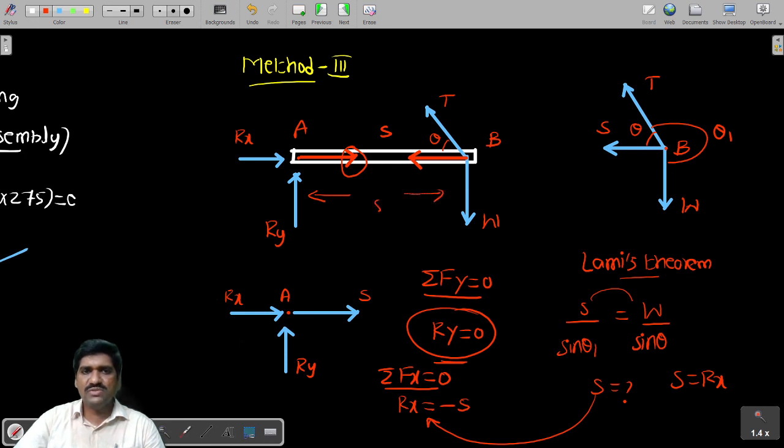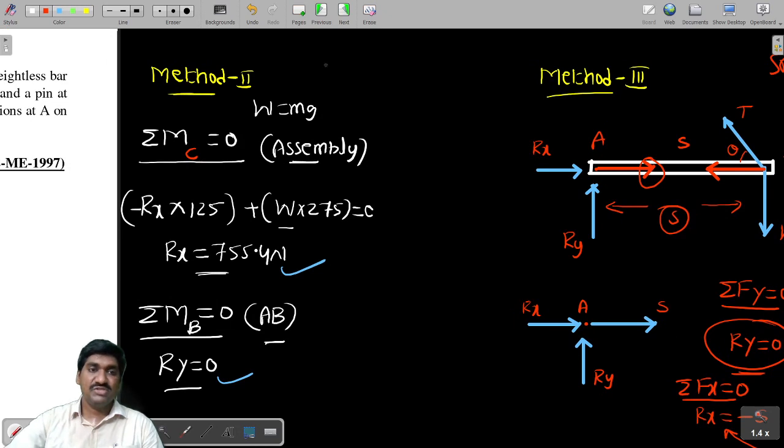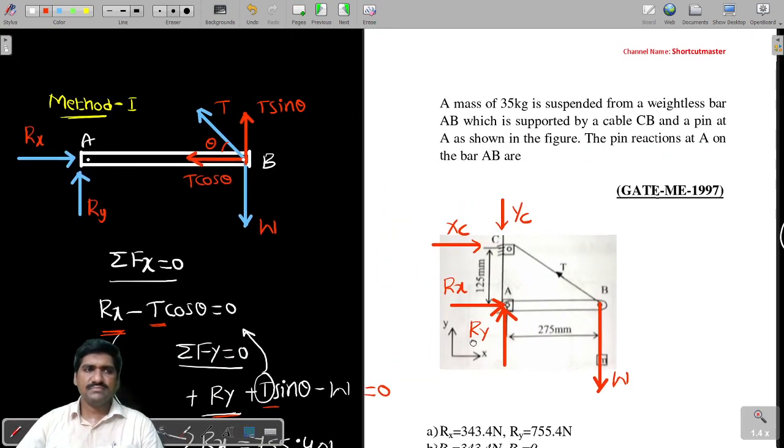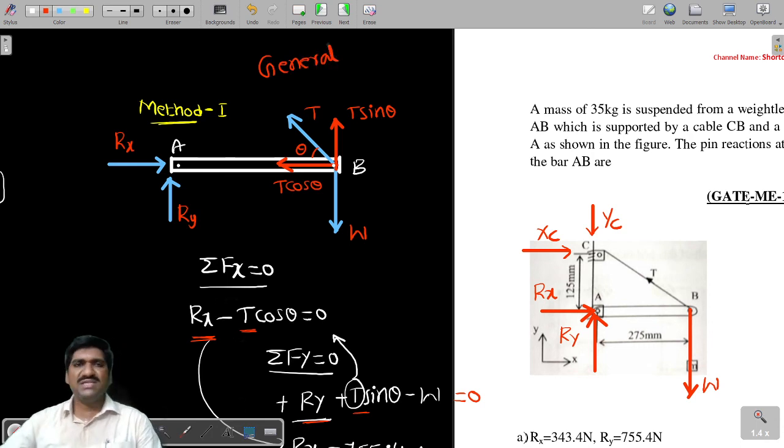This problem is over. I can say one thing: in all these three methods, this one is the very smart method, a short method, and this one is the general method. So it is up to you which method you will follow.